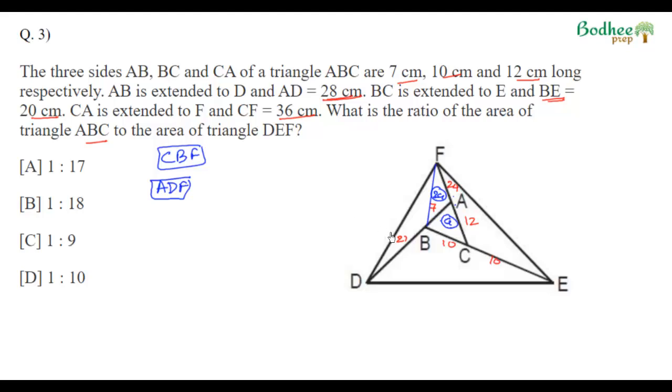The same logic will be applied to ADF. If you look at this triangle, the vertex is the same, that is F, and this length is 7 and this length is 21. So obviously the ratio is 1:3, and this area is 2A, then this will be 3 times of this, which is equal to 6 of A. Correct?